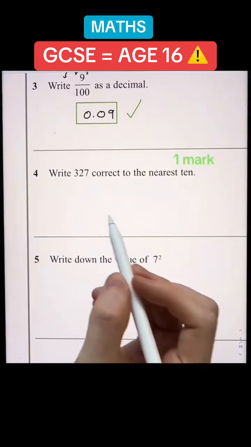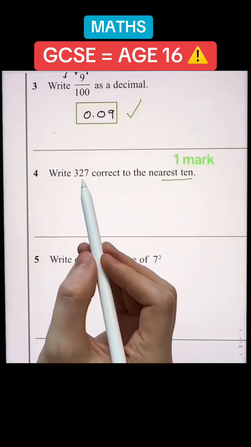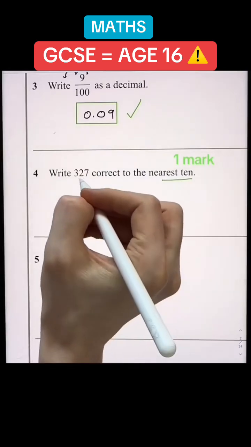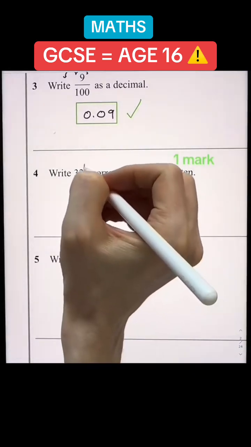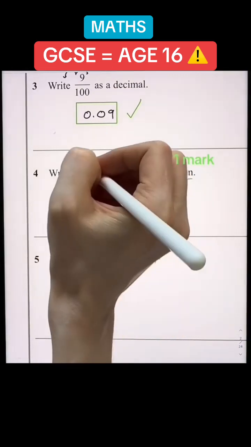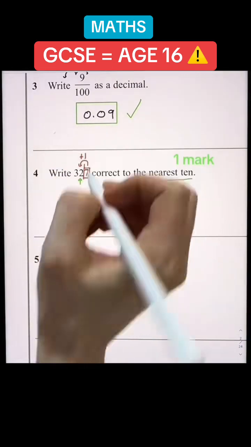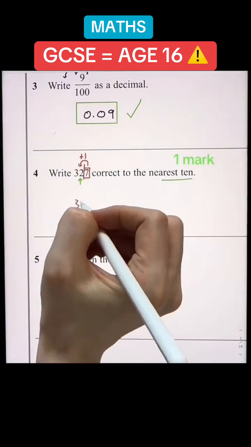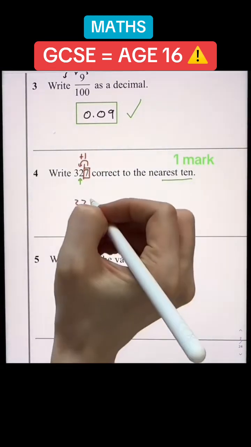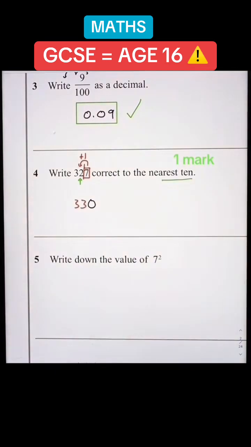Question 4. Write 327, correct to the nearest 10. Reading from the right, our first column is our ones column, our second column is our tens column. As we're rounding to the nearest 10, we find our tens column, and we always draw a line to the right, which is called a decider. So looking at our ones column, if that's 5 or more, we round the previous digit up by 1. As our ones column was 5 or more, our decider, therefore we round the previous digit up by 1. So 32 will now become 33, and we must put a placeholder back. So 327, correct to the nearest 10, is 330.